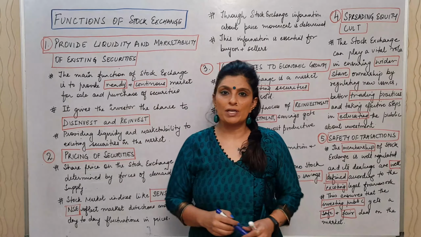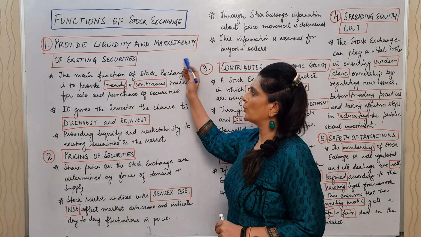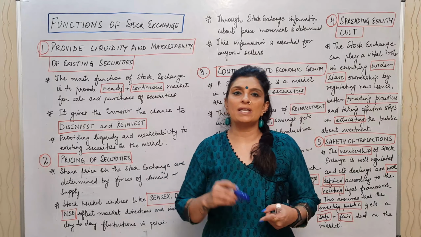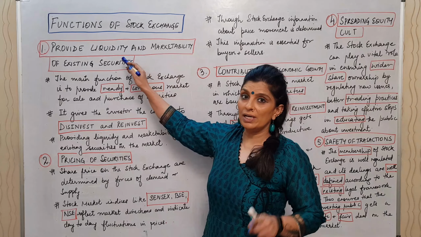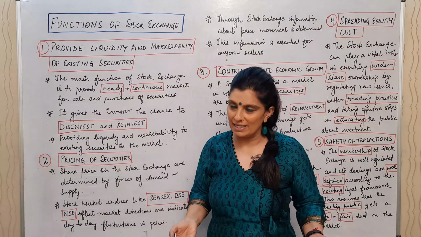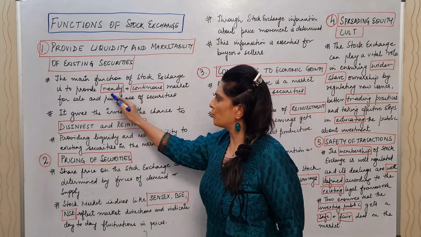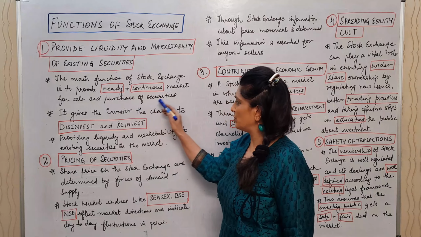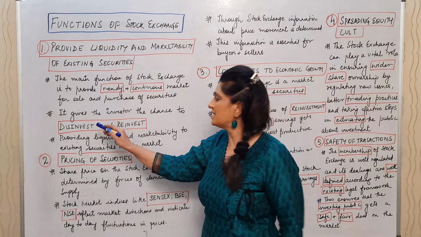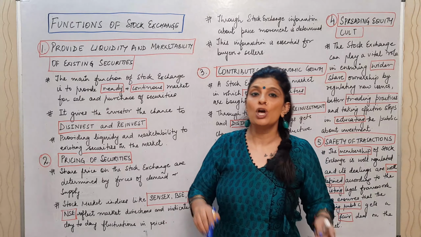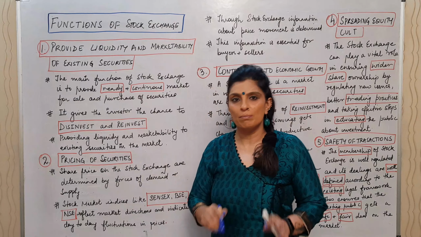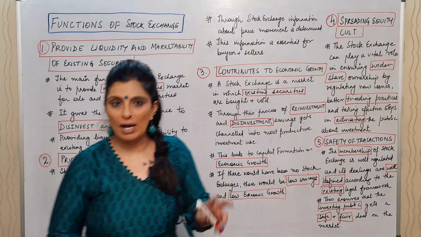Starting with functions of stock exchange, the first thing is to provide liquidity and marketability of existing securities. We know it very well. What stock exchange does for us is that it helps in liquidity. Liquidity means converting the shares into cash, and marketability means easy buying and selling. The main function of stock exchange is to provide ready and continuous market for sale and exchange or purchase of securities. It gives investors the chance to disinvest, sell old securities and reinvest, buy new securities of another company, providing liquidity and marketability to existing securities in the market. That's how it provides liquidity and marketability.